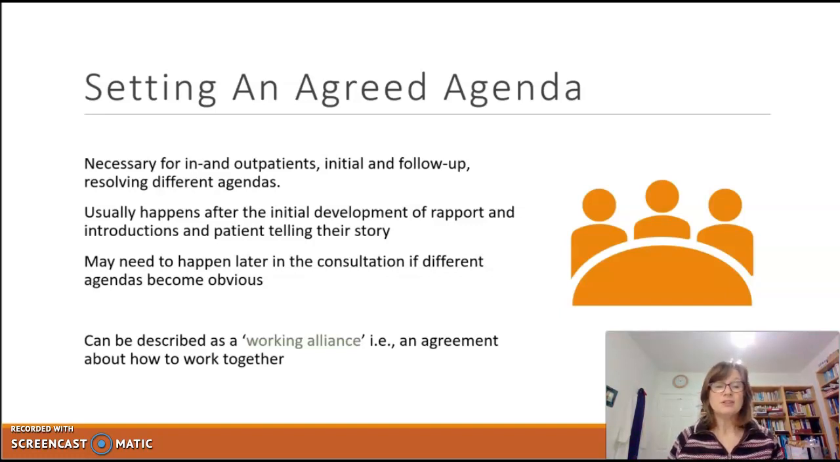Usually, the setting of the agenda happens after you have built some rapport with your service user, you've done your introductions, and encouraged the patient or service user to tell their story. It might need to happen later on if you suddenly discover that you have a different agenda to your service user. Sometimes setting an agreed agenda can be described as a working alliance. So you set up a working alliance, an agreement about how you're going to work together.